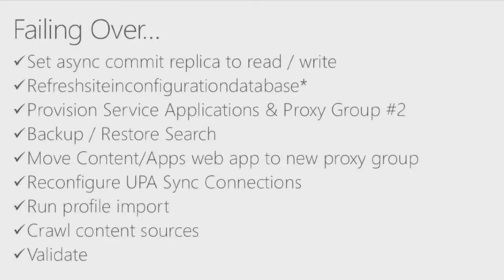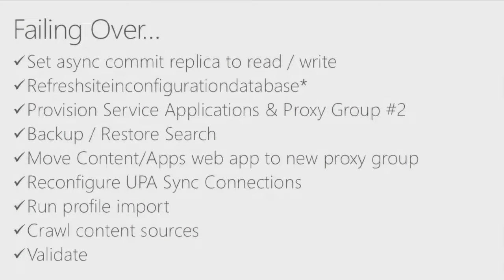We talked about the next step being provisioning those service applications and those proxies, putting them into a new dedicated proxy group. On the search side, in our case, we're assuming you want full fidelity, so it's a full backup and restore of search. Once we have the new proxy group and all the services are running, we then move that content and app web application, because we're using one app now in the new PLA model, into the new proxy group. We reconfigure UPA sync, so we configure our sync connections. We then finally run a profile import, run another crawl, and then validate the environment.